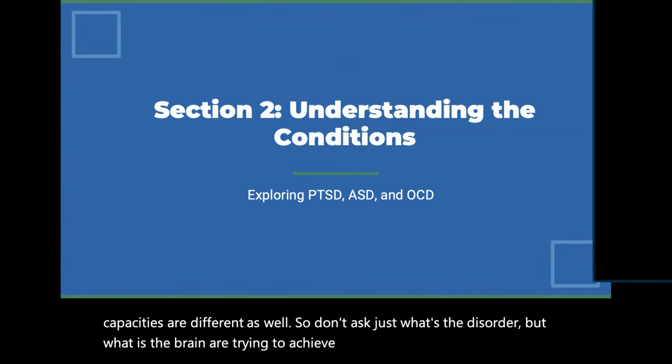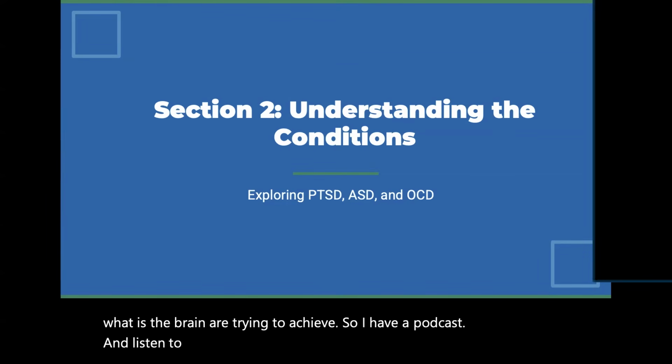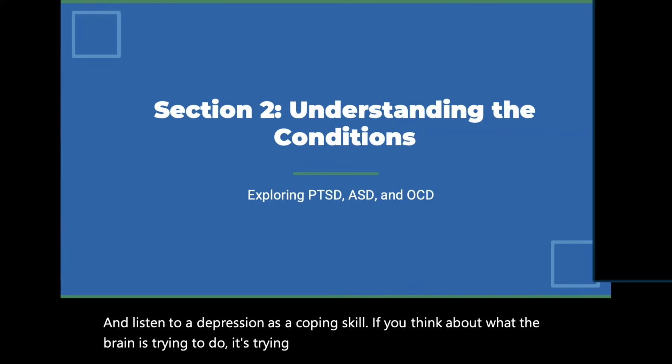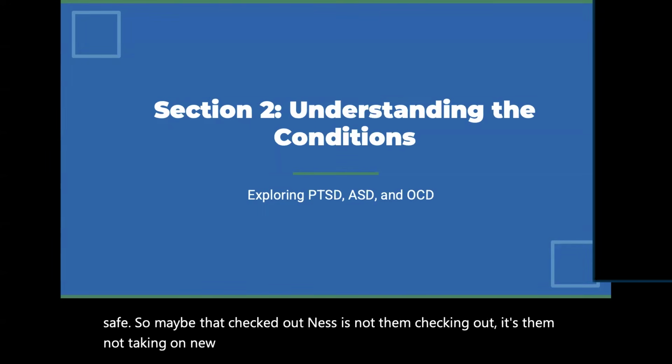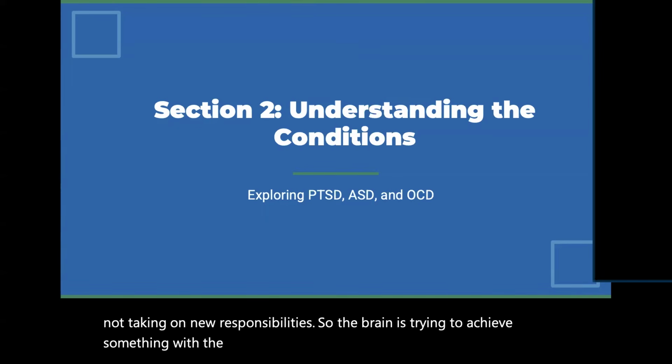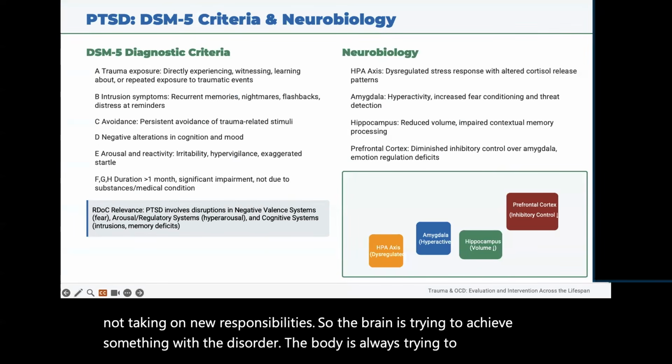So I have a podcast up you can listen to, Depression as a Coping Skill. If you think about what the brain is trying to do, it's trying to manifest homeostasis. It's trying to feel safe. So maybe that checked-outness is not them checking out, it's them not taking on new responsibilities. So the brain is trying to achieve something with the disorder. The body is always trying to survive, but it's maladaptive when it persists.